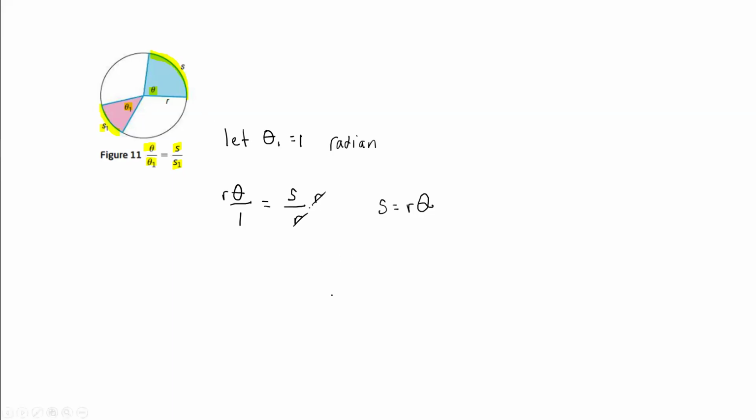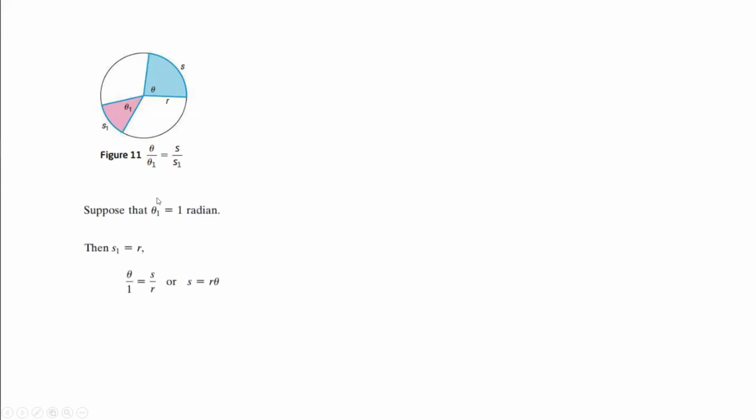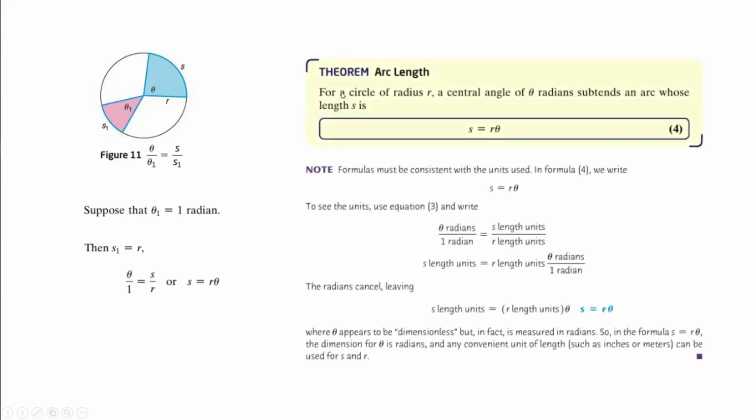Okay, so that's what the remainder of the slide is telling us here. We're going to let theta 1 equal 1. Since theta 1 is a single radian, that means the arc length has to be R, the same as the radius, and that makes this equation simple and allows us to solve for the arbitrary arc length that we didn't describe yet, and we know it's always going to be R times theta. Okay, so that gives us this theorem for arc length. S is equal to R theta.